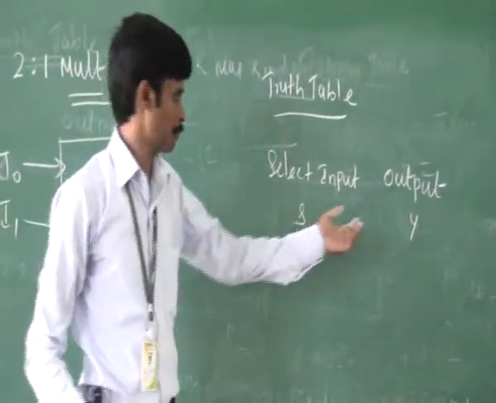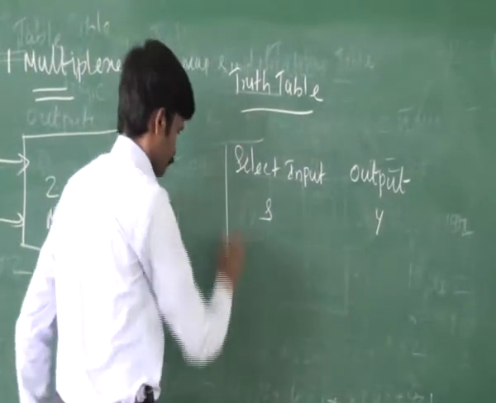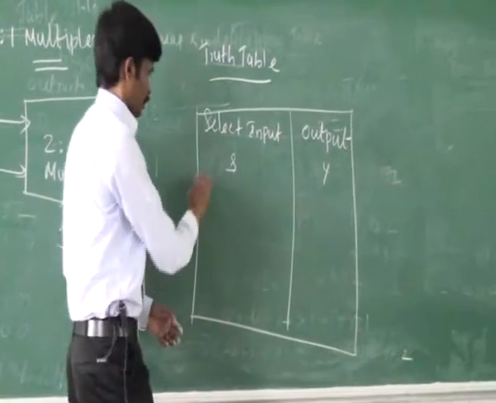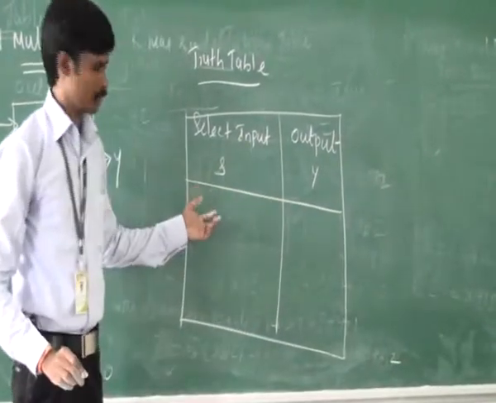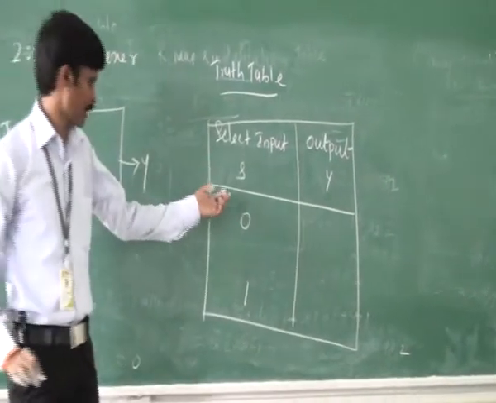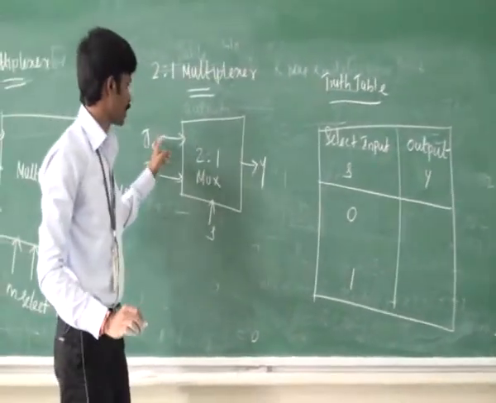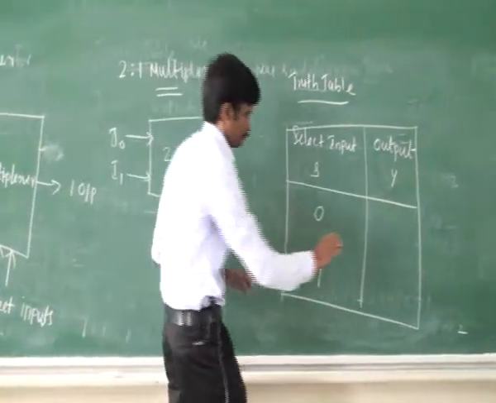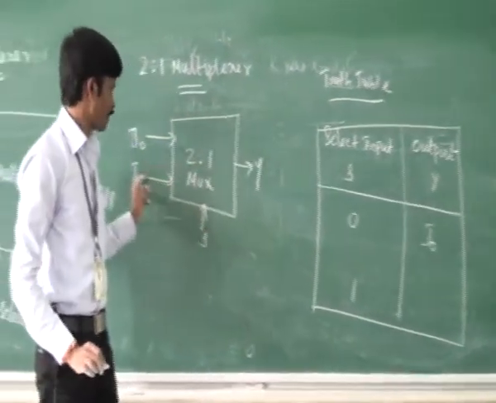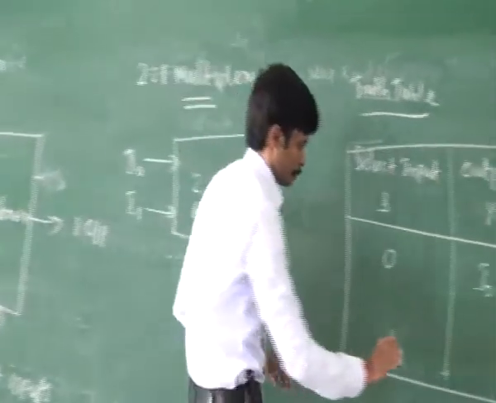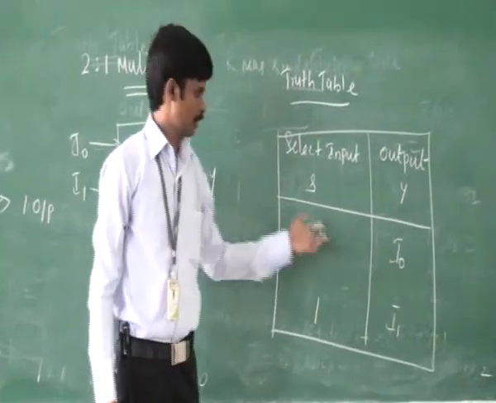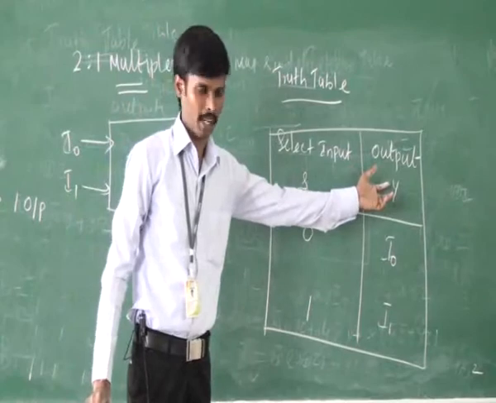Here S represents selection input, Y represents output. Here the selection input may be 0 or 1. When the selection input is 0, I0 is connected to the output Y. When the selection input is 1, I1 is connected to the output Y. Then from this truth table, let us derive the Boolean expression for Y.